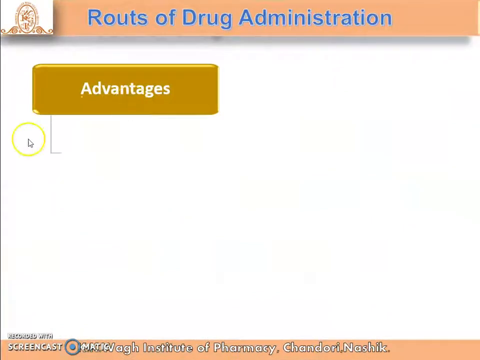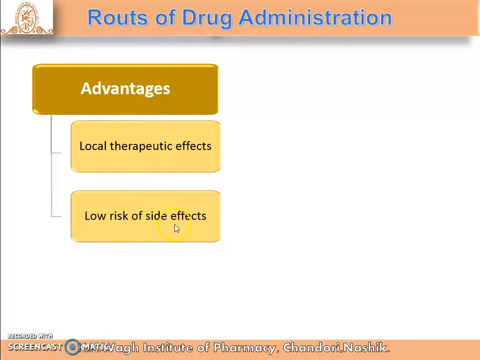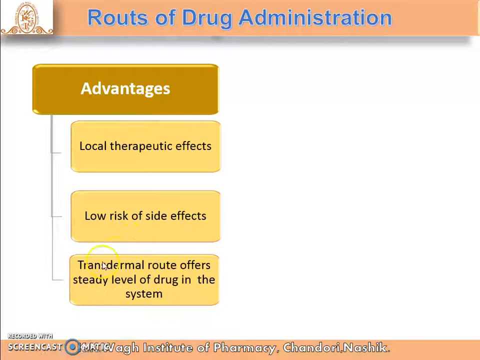Let us see the advantages of topical dosage forms. Local therapeutic effect is the first advantage. We get the local therapeutic effect on the local site. Low risk of side effects. There is a very low risk. Though the drug is directly applied on the skin, we can remove it if we have irritation. Transdermal route offers a steady level of the drug in the system. This is the major advantage of this route.